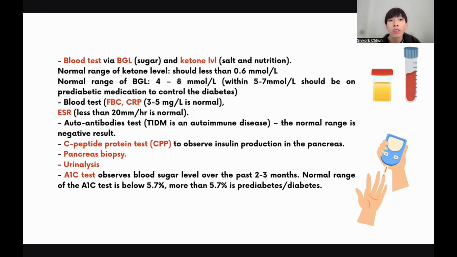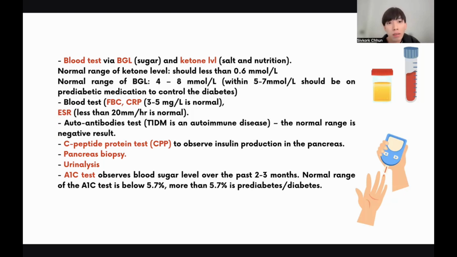Ketone level: we're checking the ketone level to check the source of nutrition, and it should be less than 0.6 millimole per liter as a normal range. Complete lab test or full blood count, including the CRP, to check for any infection. The normal range is 3 to 5 milligram per liter. And ESR to observe any inflammation and how the red blood cells are dropping or increasing. It should be less than 20 millimeter per hour to be normal.